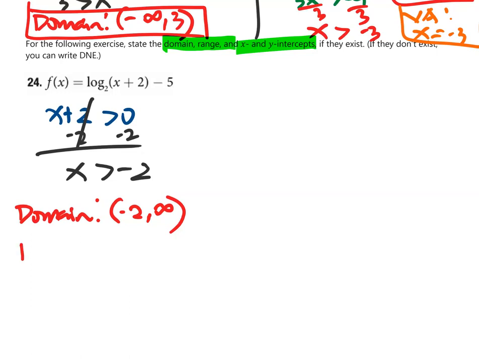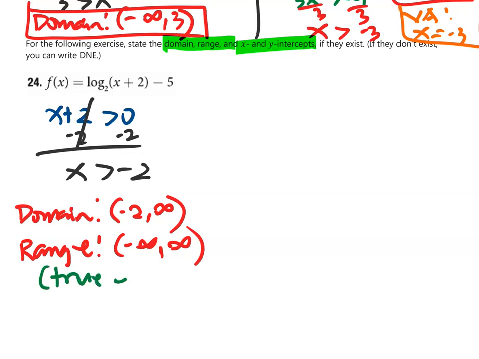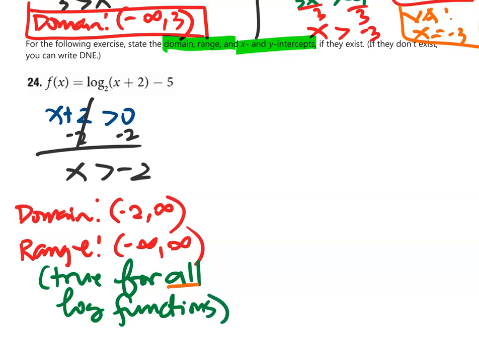What else? Range is, yes, from negative infinity to positive infinity. This is true for all log functions, for the range. Next, x and y intercepts. So remember, how do we get our x and y intercepts? Let's start with x-intercept. That is when y is equal to 0.